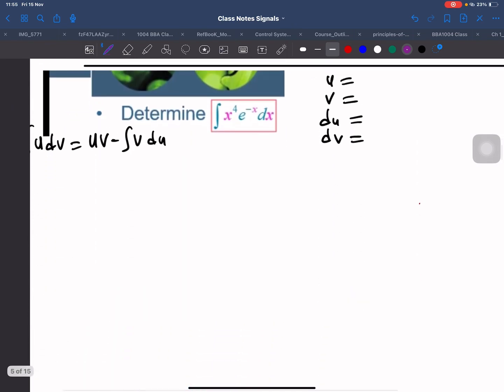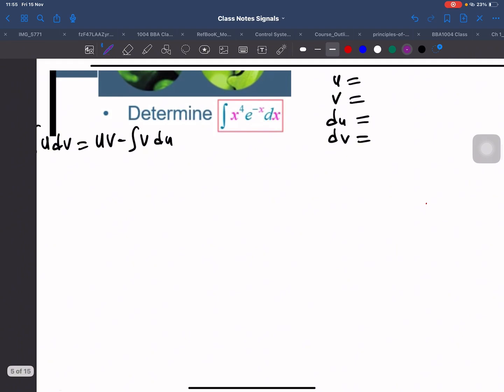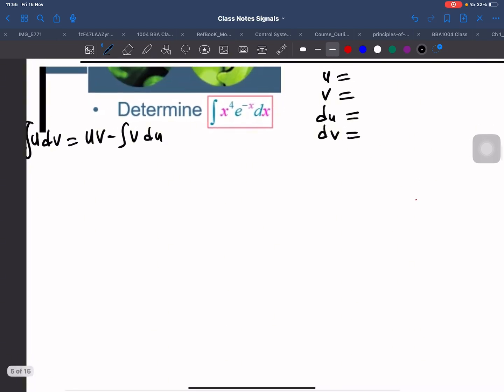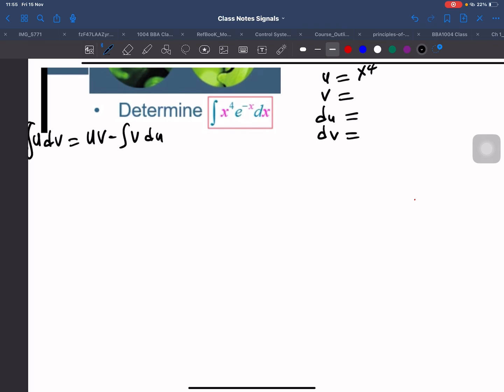Now this is the final one we are going to do. The integral of x raised to the power 4 e raised to the power minus x is going to take quite long, but we'll make it. Anyone you can choose, you can make it your dv or your u. So I use x raised to the power 4 as u. I normally like to use red. And this e raised to the power minus x dx is going to be dv.